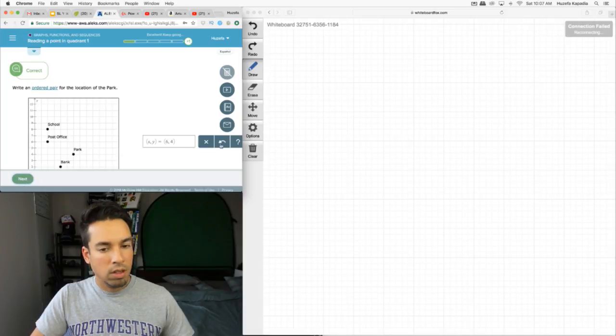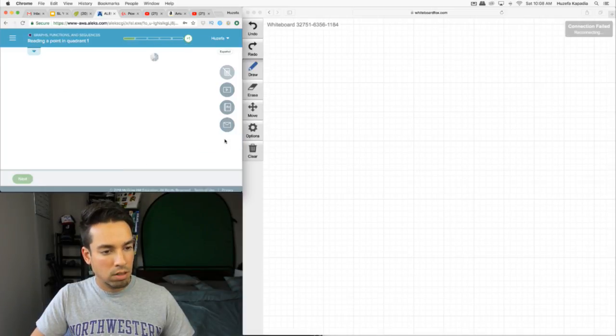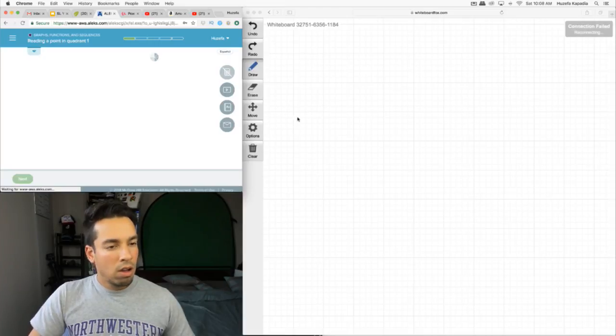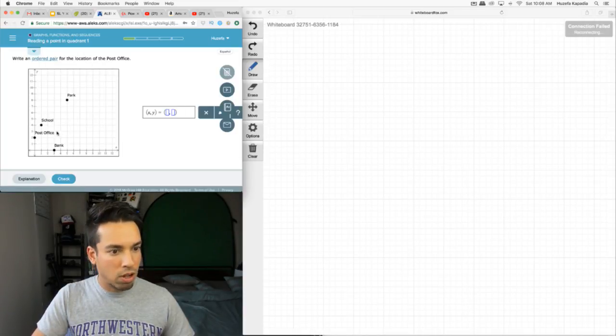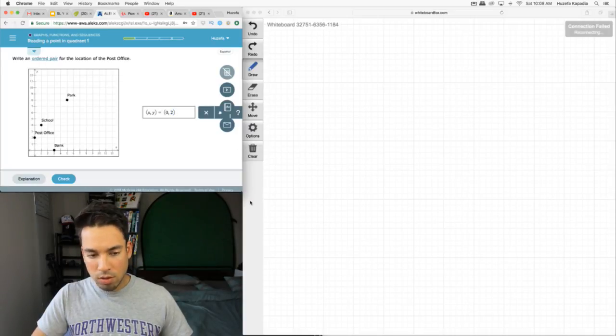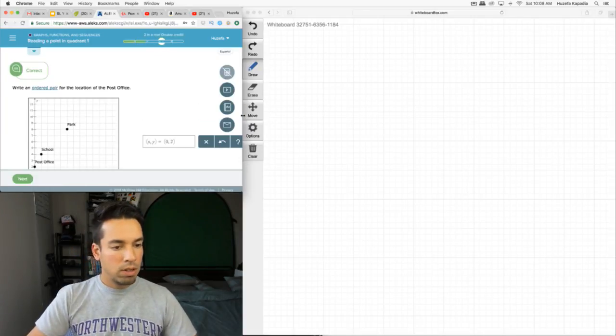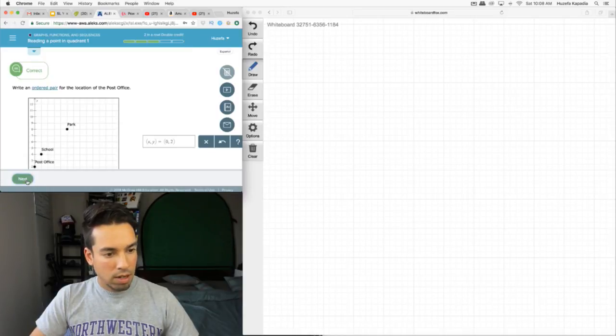All right, sweet. Next. Question number 2. Now the post office. Post office is right here, right? How far out did we go on the x-axis? We didn't go out at all. So that first point is 0. How far did we go on the y-axis? We went up 1, 2. Therefore, the y value is 2. And that's that. Done. All right, sweet. Let's keep going. Next.